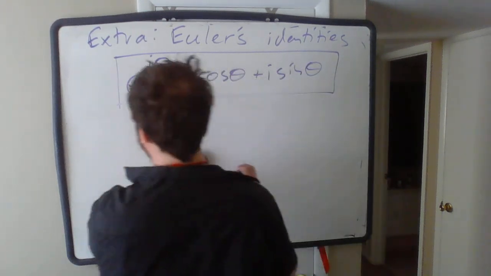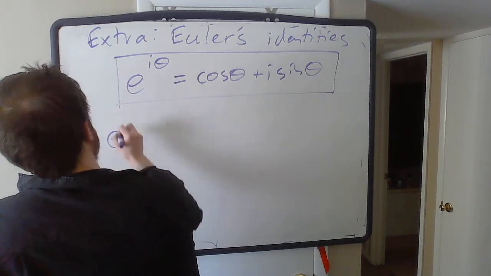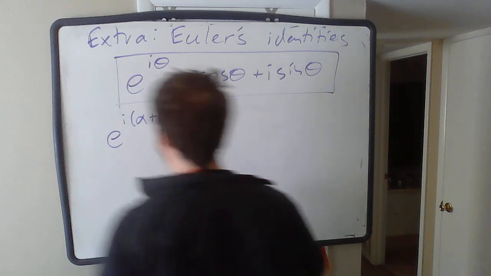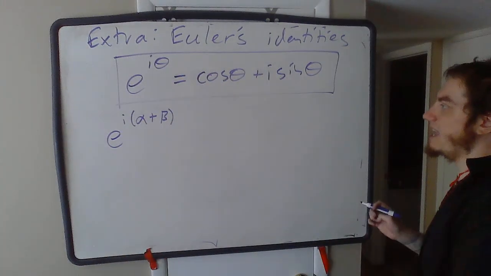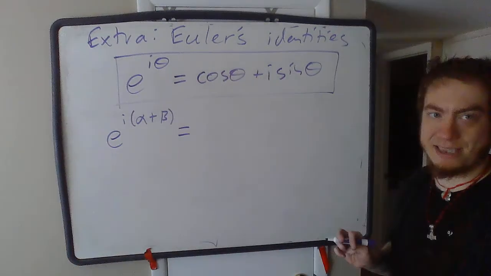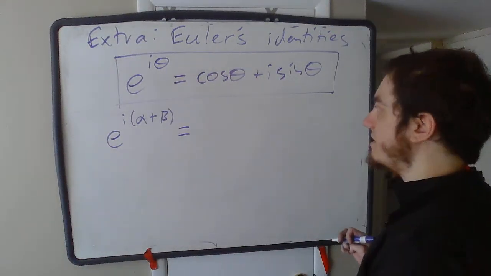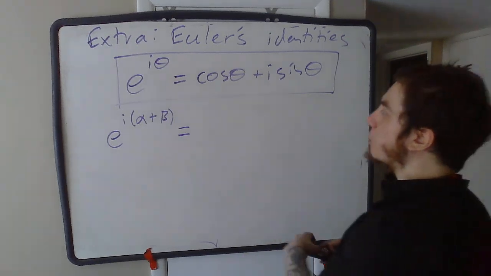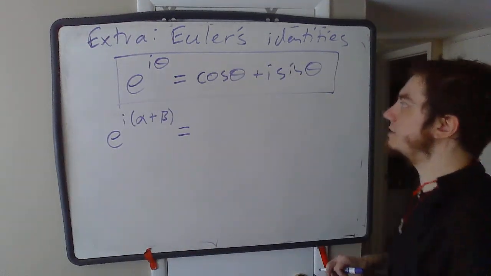Actually, let me write it down this way. Let's suppose that I want to do e to the i(alpha plus beta), and we're just going to see what this ends up coming out to be. There are two different ways that I can think about this. One way is what I was writing down there, but I think it makes more sense to start from this direction and see what we get.